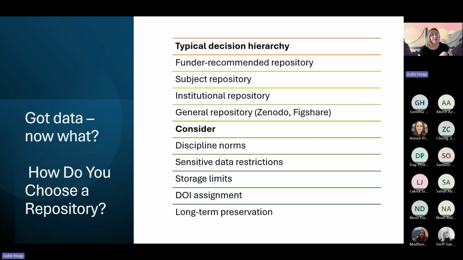But what you want to be considering is, are there any disciplinary norms? Is it normal to use Figshare for sharing our data or our products? Are there any sensitive data restrictions? What workflows are in place? Does that repository enable authentication or further communication? Is there some level of restriction in place for the ethical safeguarding of sensitive materials? Is there a storage limit?